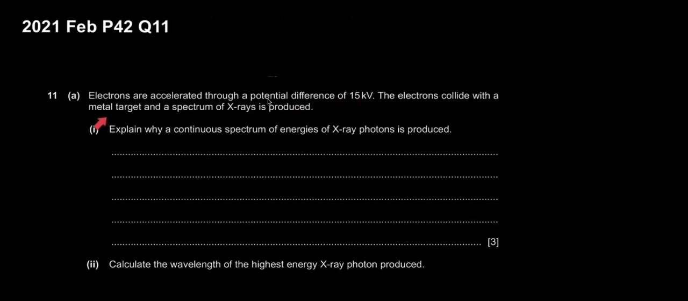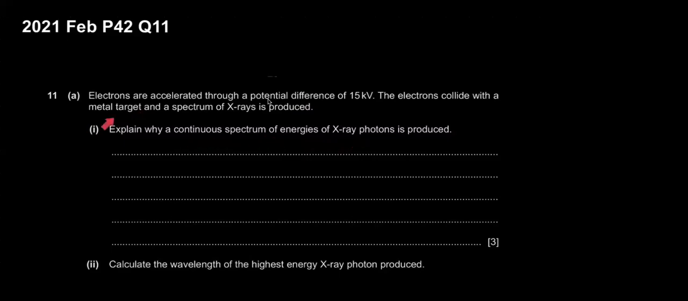collide with the metal target, right? So what happens is as they collide with the target, they decelerate, right? And this deceleration causes photons to be produced. So why is there a continuous spectrum? The reason is simply that the electrons do not all have the same deceleration, right? So you have a total range of decelerations. So this is why there's also a range of spectrum of energies produced, right?